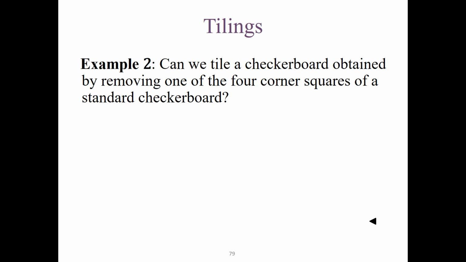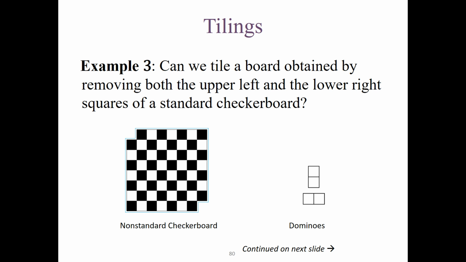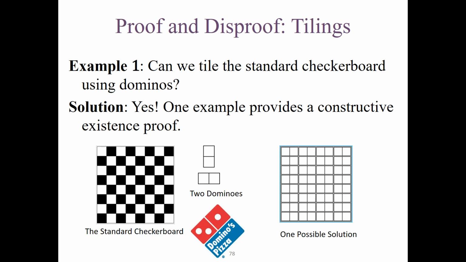Next, can we tile a checkerboard obtained by removing one of the four corner squares of the standard checkerboard? Okay, so which means we need to remove one of these four corners. So it looks like this. If this is the standard checkerboard, once we remove one of these four corner squares, you can see we have one corner empty. So that's a different checkerboard from the standard checkerboard. Can we still use two numbers to tile the entire checkerboard?